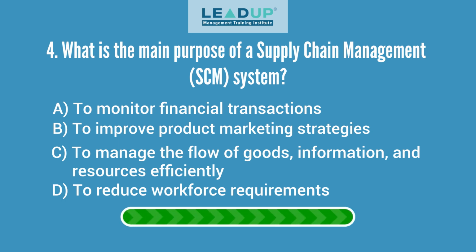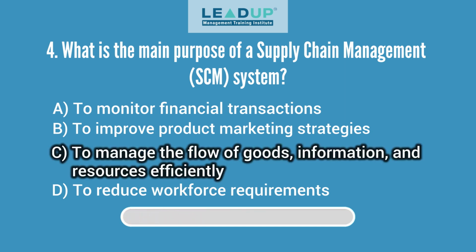Question 4. What is the main purpose of a supply chain management (SCM) system? A. To monitor financial transactions, B. To improve product marketing strategies, C. To manage the flow of goods, information, and resources efficiently, and D. To reduce workforce requirements. The answer is to manage the flow of goods, information, and resources efficiently.